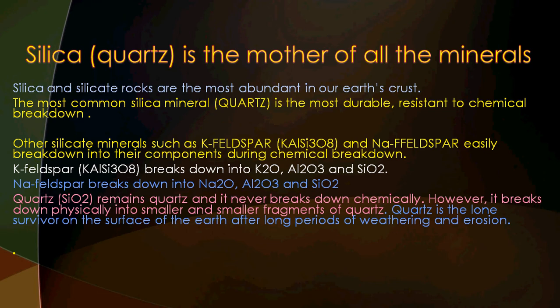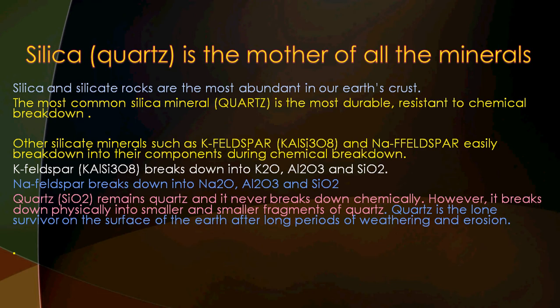All minerals are breaking down on the surface of the earth. All rocks are breaking down on the surface of the earth. Some minerals and rocks break down physically into smaller and smaller fragments. Some minerals are breaking down chemically into their components. For example, feldspars, they break down into their components chemically.